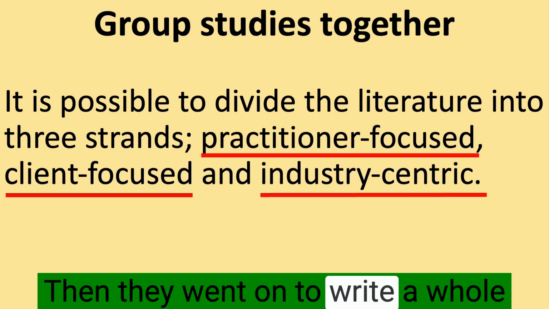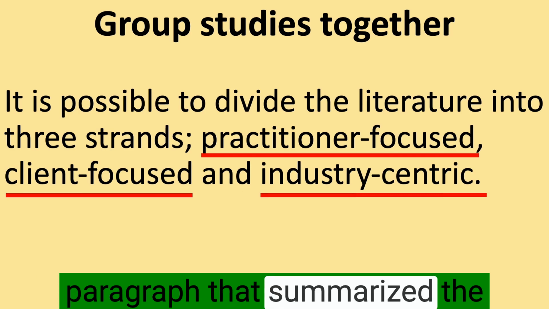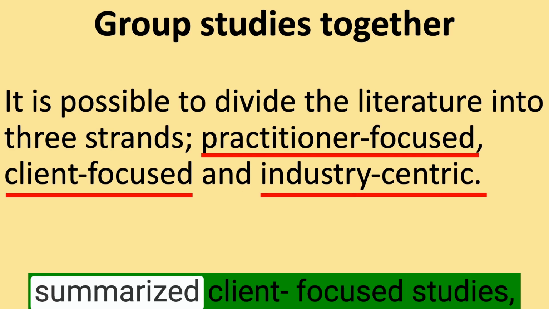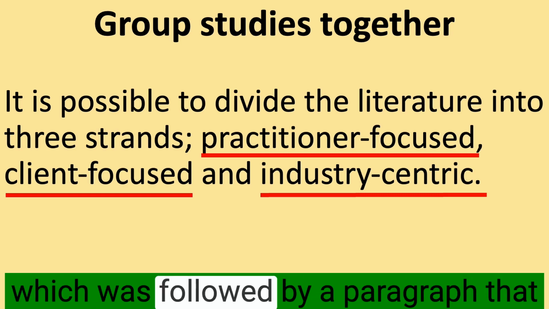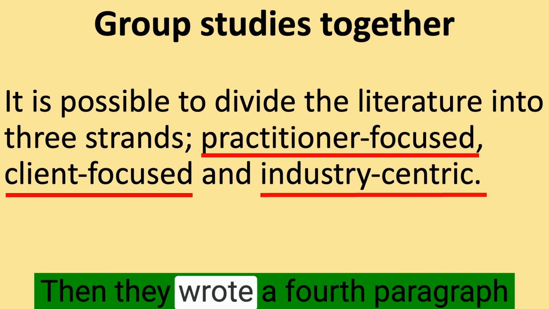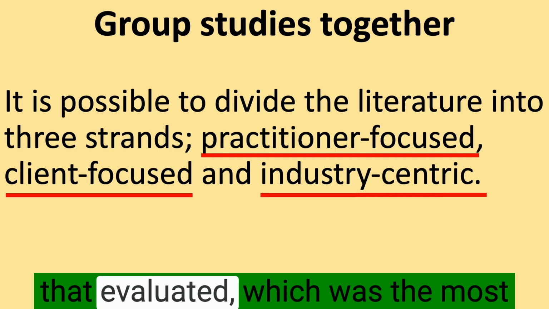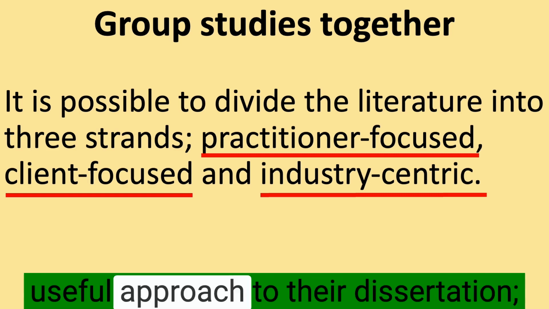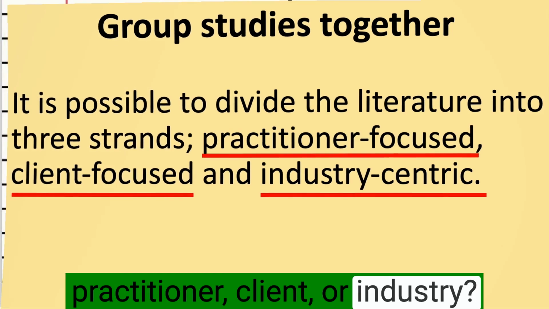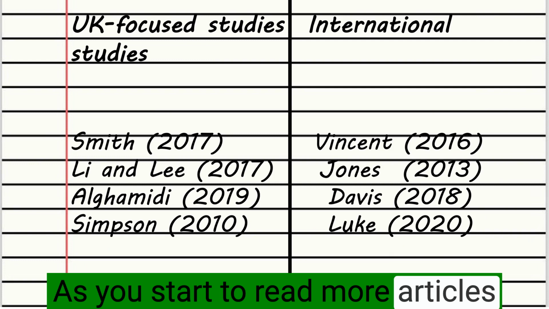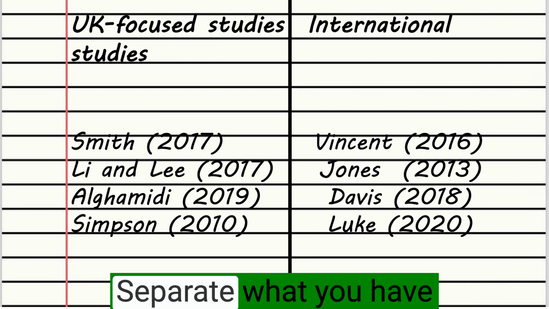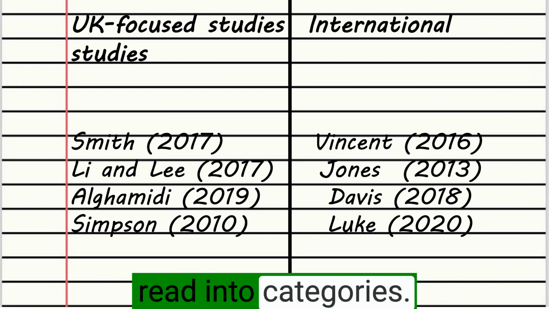Then they went on to write a whole paragraph that summarized the practitioner-focused studies, which was followed by a paragraph that summarized client-focused studies, which was followed by a paragraph that summarized industry-centric studies. Then they wrote a 4th paragraph that evaluated which was the most useful approach to their dissertation: practitioner, client, or industry. As you start to read more articles and more books, why not create a rough table in your notepad? Separate what you have read into categories.